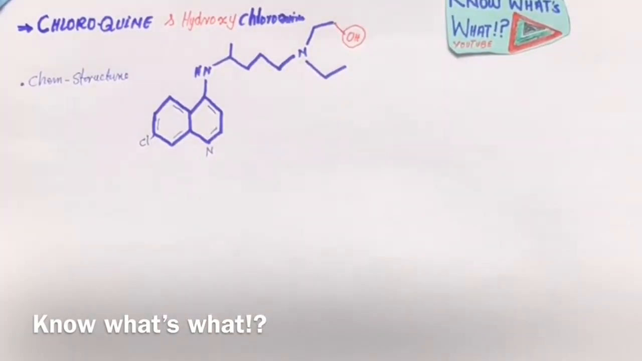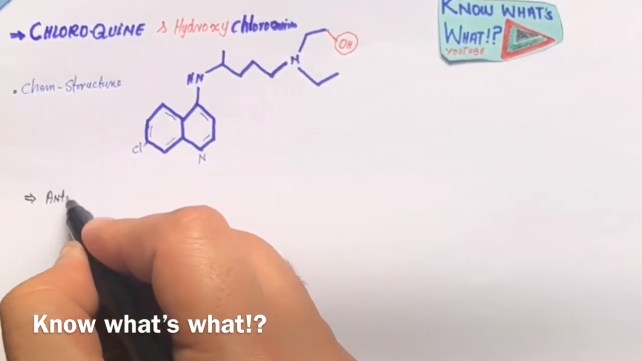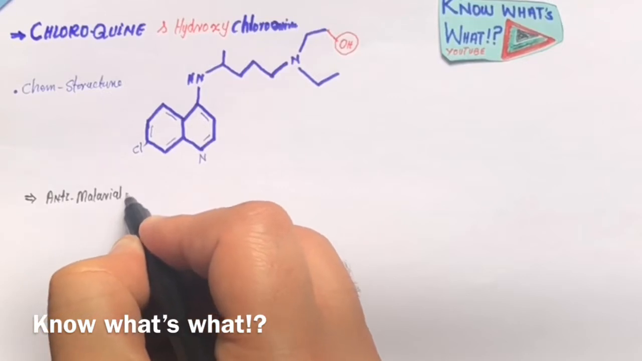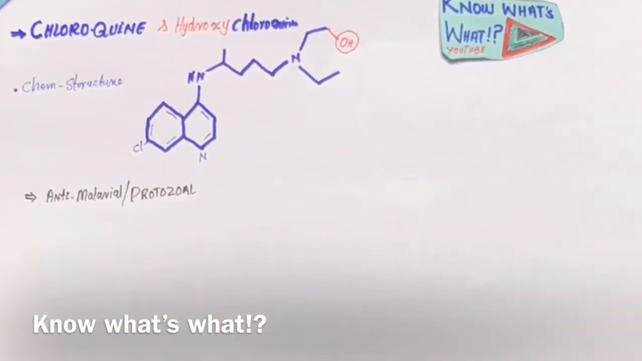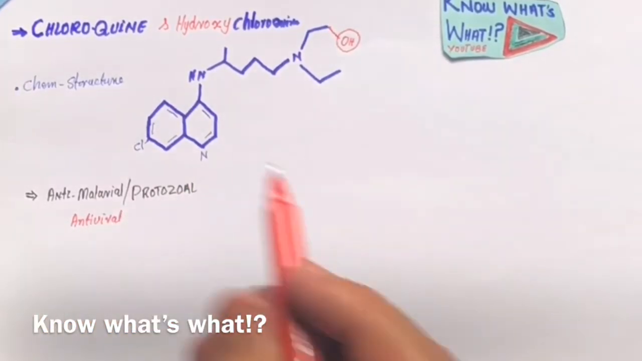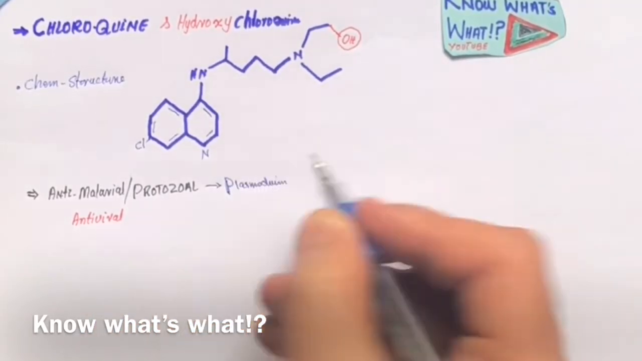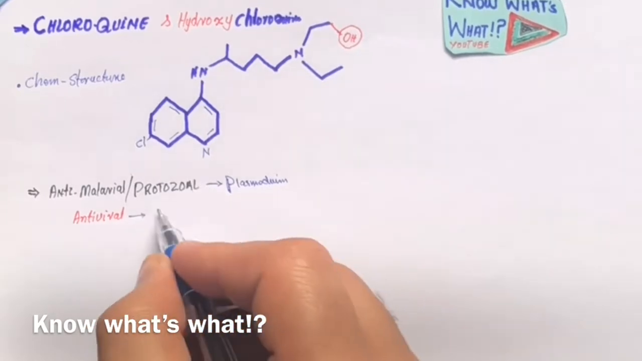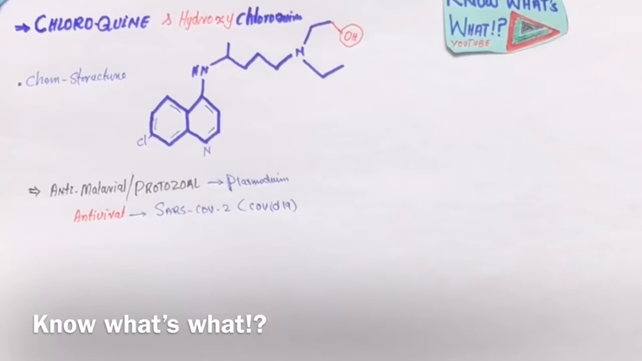These drugs are used for malaria and protozoal infection, but recently they've also been used for viral infection. So they are anti-malarial and anti-protozoal drugs, as well as antiviral drugs. In the case of malarial and protozoal, they've been used for the Plasmodium species, okay? And in the case of the virus, it's been used for SARS-CoV-2, which is the COVID-19 infection.